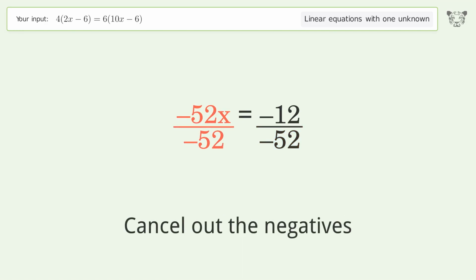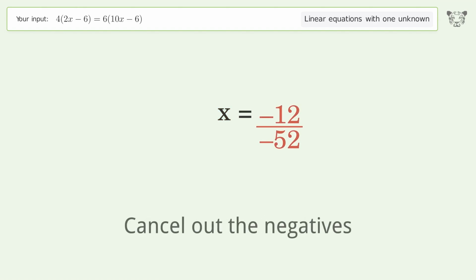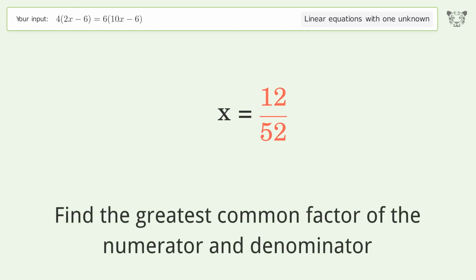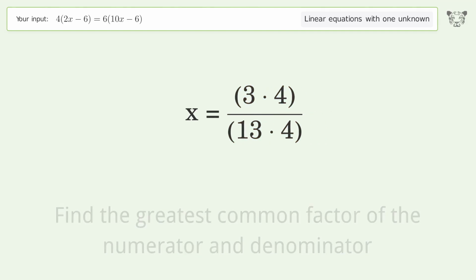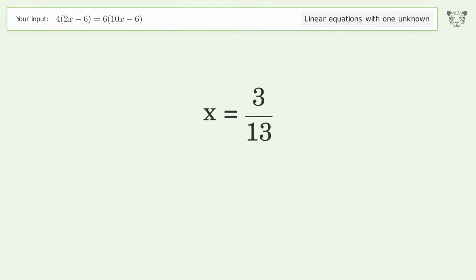Cancel out the negatives. Simplify the fraction. Cancel out the negatives. Find the greatest common factor of the numerator and denominator. Factor out and cancel the greatest common factor. And so the final result is x equals 3/13.